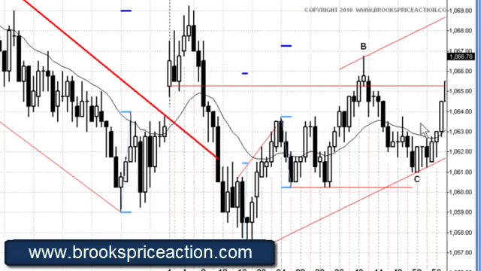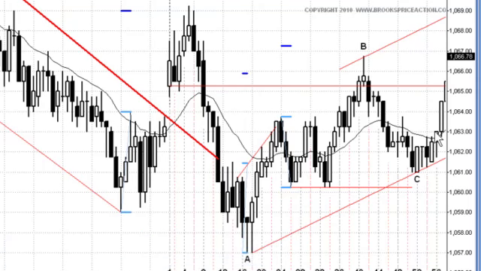I think I got out of everything at 2 points. I don't think I tried to get 4 points here. But really good looking bars here. No tail, no tail, no tail, small tail. So there's probably going to be more up.